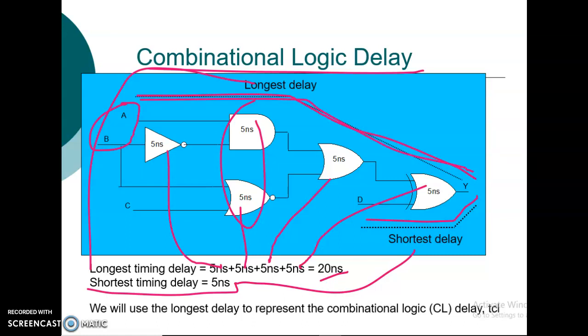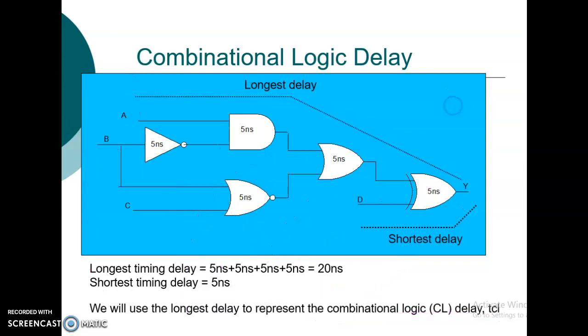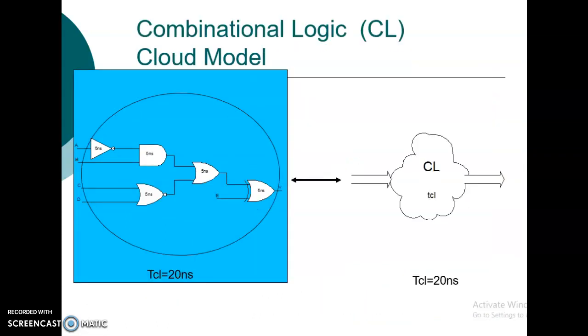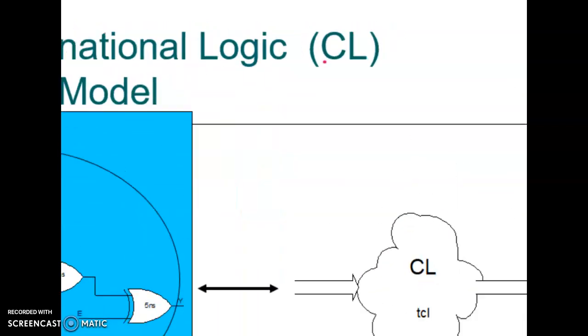We will use the longest delay to represent the combinational logic circuit delay. Combinational logic we can now call CL, for short.